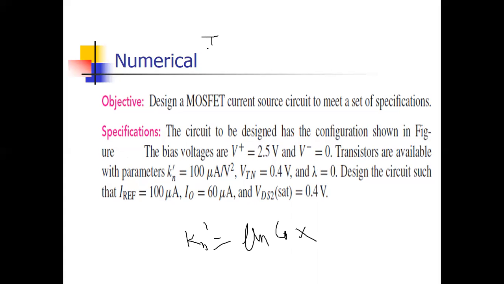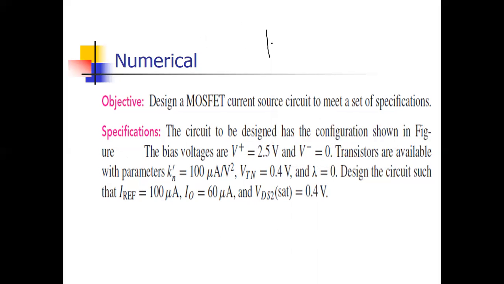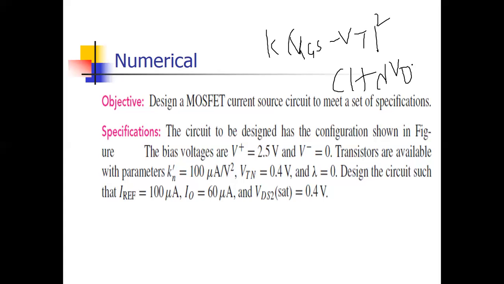Means the current formula will be simply Kn by 2 times VGS minus VTN whole square, you will just put it like this. But if the channel length modulation term is there, then the 1 plus lambda VDS term is there. So here the channel length modulation parameter is not there, so this term will not be there. Only you have to put this.